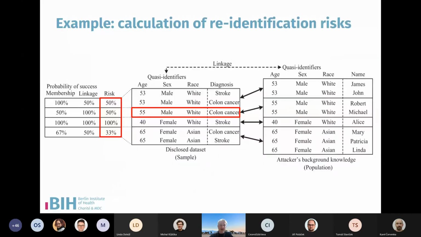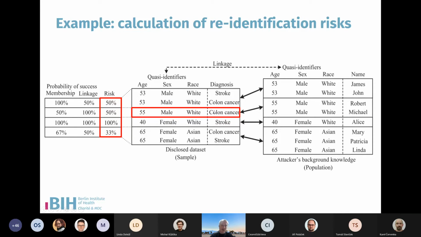So this would be an example just to give you a little bit more insight, but maybe let's continue with this slide. This is just to show the relationship between the attacker's background knowledge, which we could also call the population that is known to the attacker, and the data set that is actually disclosed, taking a specific look, in this case, at re-identification. So let's assume that this is the data set, again a very, very simplified example, the data set that you are basically publishing.